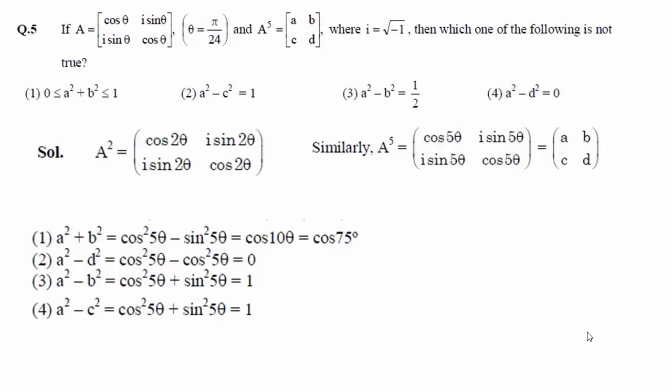And a square minus c square equals cos square 5 theta plus sin square 5 theta, which is 1. Thus, the statements 1, 2 and 4 are correct statements, and the statement a square minus b square equals 1 by 2 is wrong. Hence, our correct option is 3.